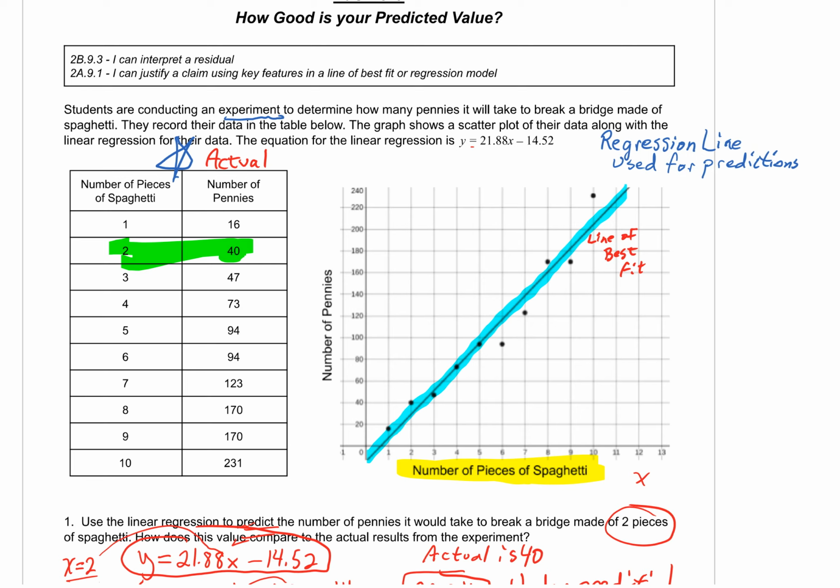You can see that for one piece of spaghetti right here, we're at 16 pennies. You can see I've highlighted in green right here when we had two pieces of spaghetti, it would have taken 40 pennies. What you'll be doing in many of your science classes is something very similar. You will collect data. You will record this data. X, we are told, should be the number of pieces of spaghetti.